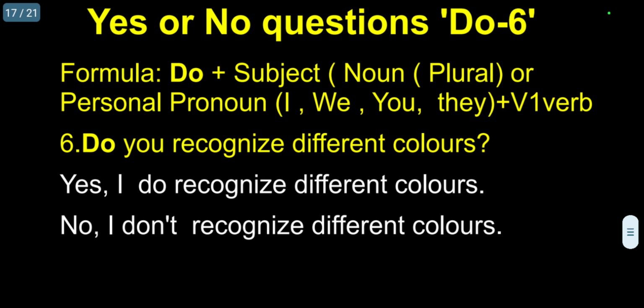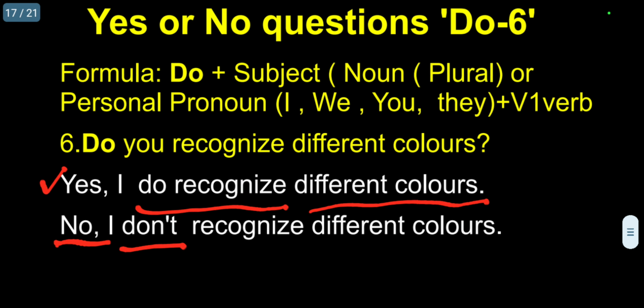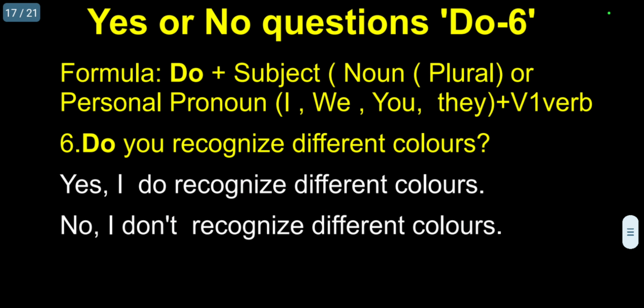Number 6. Do you recognize different colors? Because some people will have a color problem; they cannot recognize proper colors. So the question is, do you recognize different colors? If the answer is yes: yes, I do recognize different colors. No, I don't recognize different colors. Negative form.